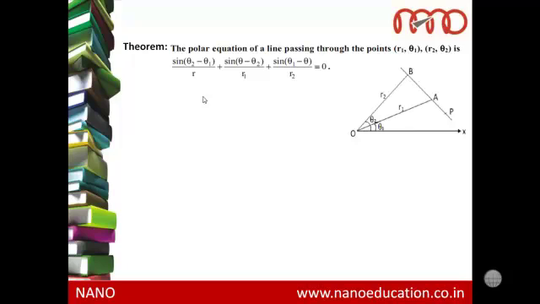Let us look at the proof for this. Let's say A, B, P are three collinear points. A is (r1, theta 1) and B is (r2, theta 2). Distance OB will be r2, OA will be r1 and OP will be r. Angle AOX is theta 1, angle BOX is theta 2 and angle POX is theta.